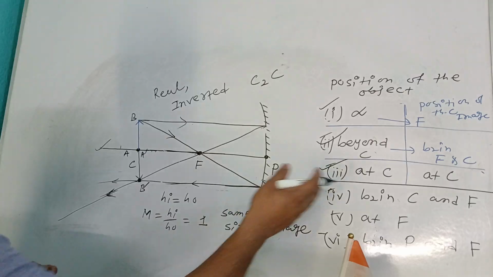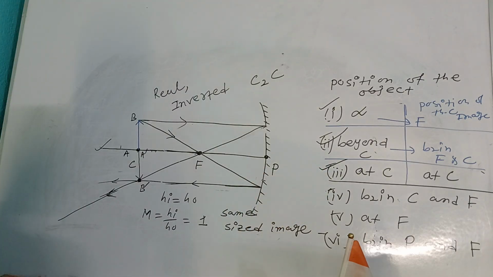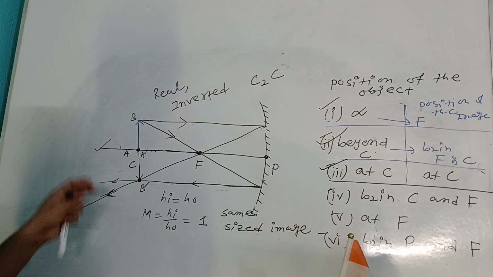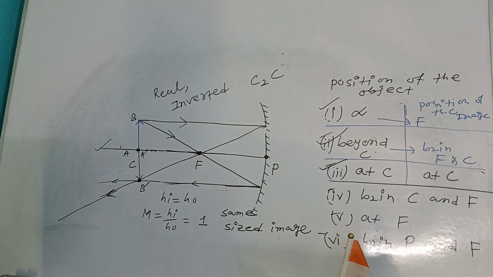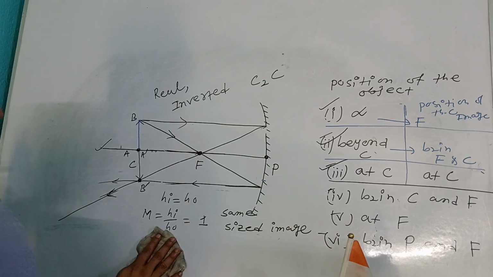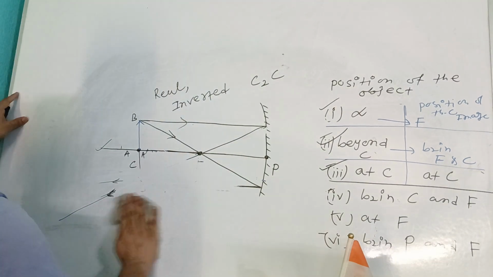So now between C and F. Next diagram is between C and F. Write it fast. Between C and F. Done? Now write.